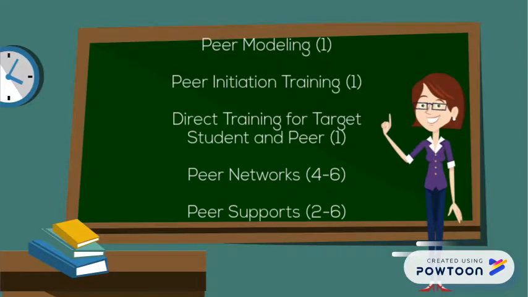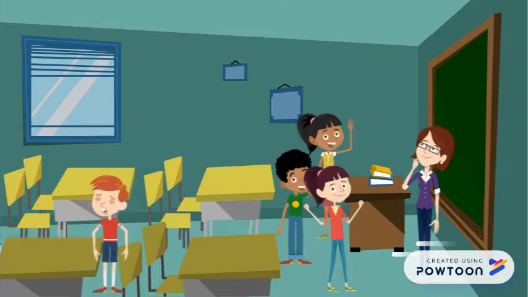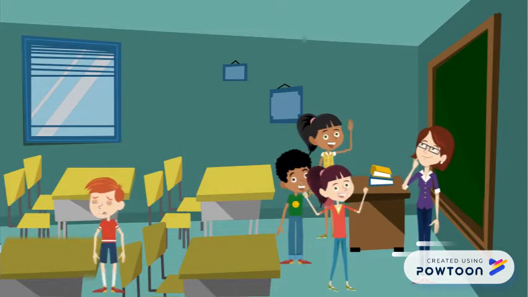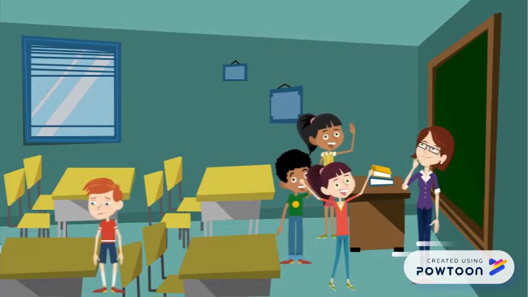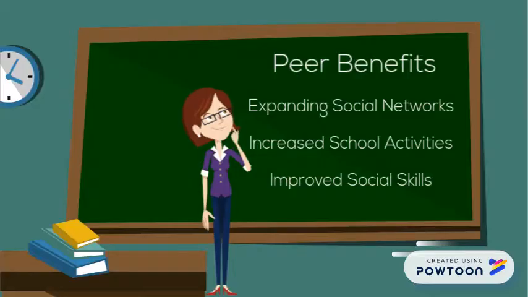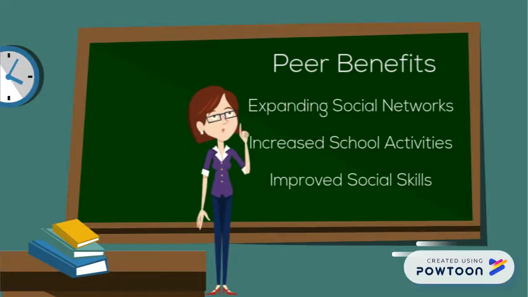The 5 types of peer-mediated instruction and intervention require different numbers of trained peers. Use PMII to increase the number of meaningful social interactions for a child with ASD. The peers that you train will also benefit by expanding their social networks, increasing their school activities, and improving their social skills.